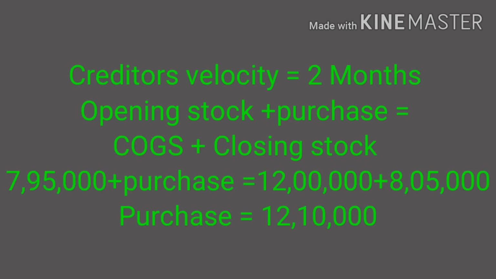Now we need to find out the creditors. Creditors velocity is given as 2 months. But to find out the creditors, we need to know what the purchase for the year is. Purchase can be found out from the formula: opening stock plus purchase is equal to cost of goods sold plus closing stock. By substituting the known figures, opening stock is 7,95,000 plus purchase is equal to cost of goods sold 12 lakh plus closing stock 8 lakh 5,000. Purchase is 12 lakh plus 8 lakh 5,000 minus 7,95,000, which is equal to 12 lakh 10,000.